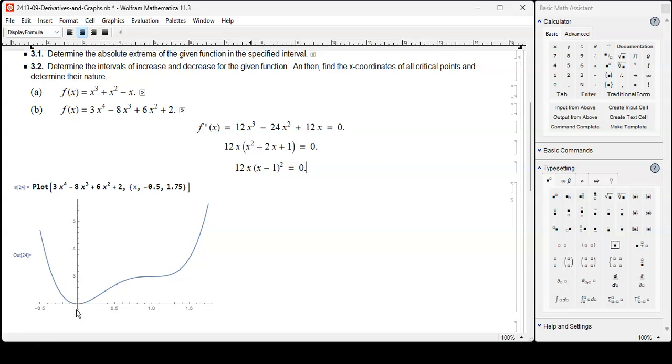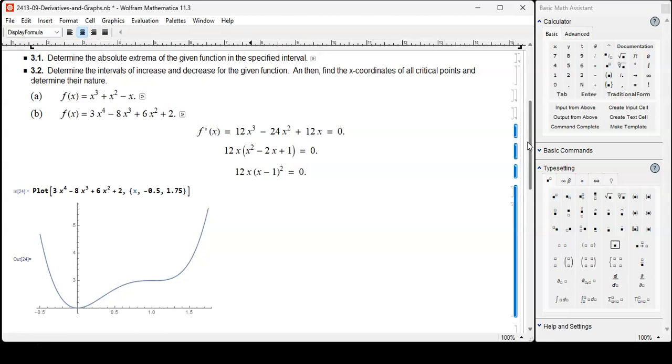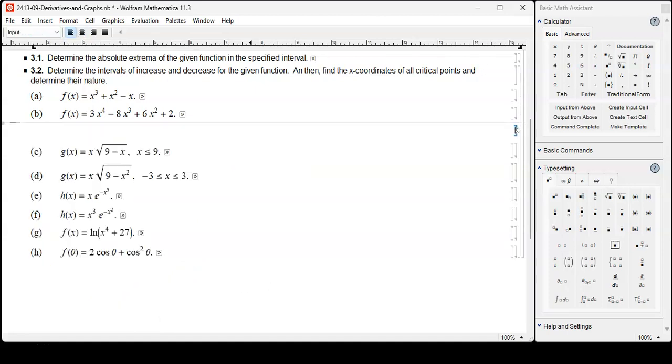Right here, I have a local minimum. Right here, I have a critical point that is neither maximum nor minimum. And then intervals of increase and decrease. Okay, I'll leave that to you. Decreasing from negative infinity to 0. Increasing from 0 to 1. Increasing again from 1 to infinity, like that. Details left to the students.